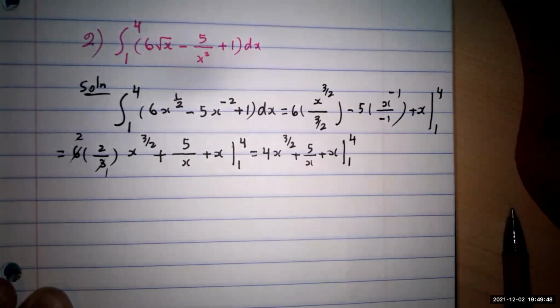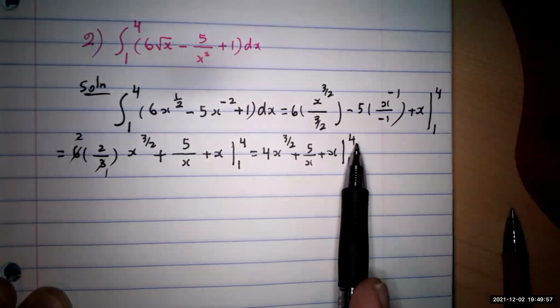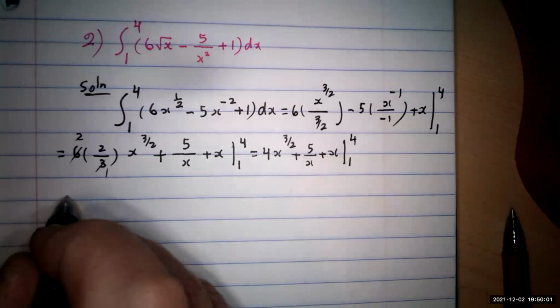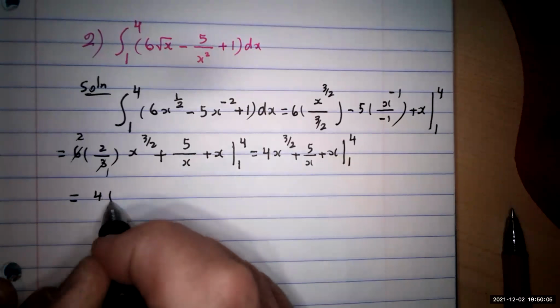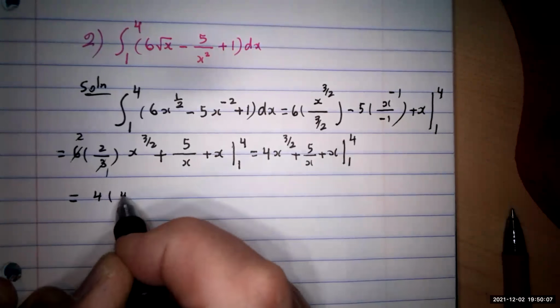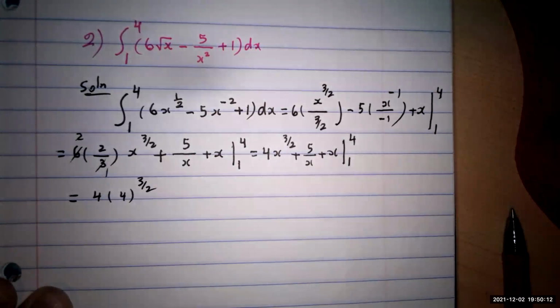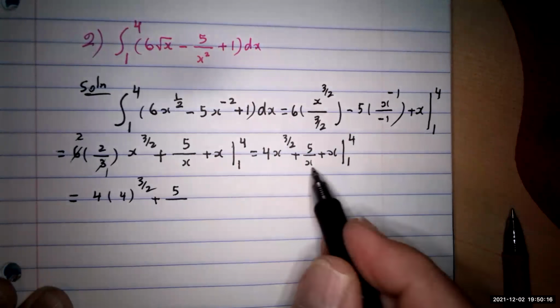Now we have to substitute. You've got to be careful for this part. We substitute first x equal to 4, minus x equal to 1. So it's going to be equal to, replace the x by 4, 4 times 4 to the 3/2. That's the first part, plus 5 over x, but x is 4.